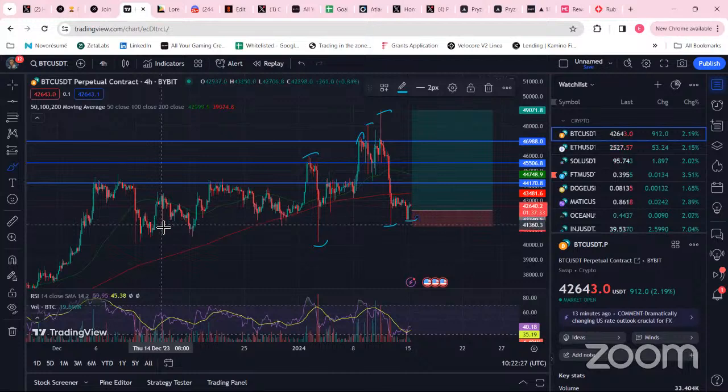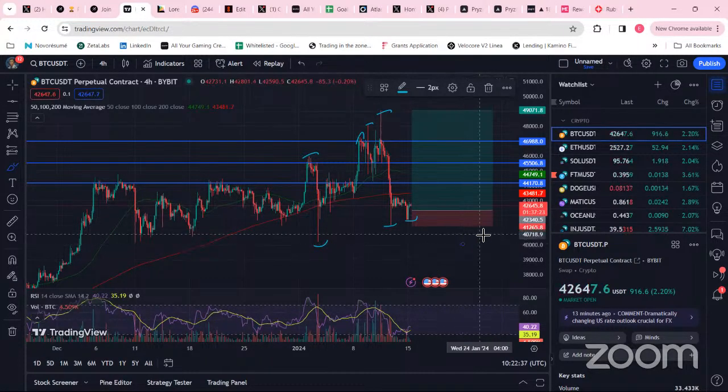And the fact that it hasn't really gone below this level also tells me that here we are just consolidating and getting primed for a very big move. Yeah, so I'm on a long on BTC, that's one.